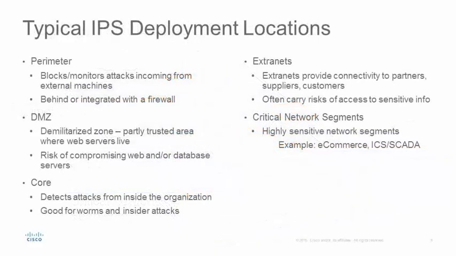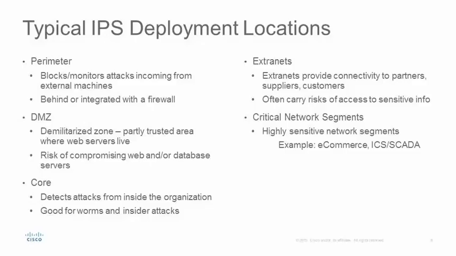So if you're deploying at the perimeter, obviously this allows you to block and monitor attacks coming in from external machines, namely the internet. And usually it's fairly simple to deploy this right behind the existing firewall or even integrated inside of an ASA using FirePOWER Services for ASA. In the DMZ, this is a partially trusted area where mostly web servers live. There's a high risk of compromising those assets, so deploying in the DMZ is a pretty attractive place to put the solution.